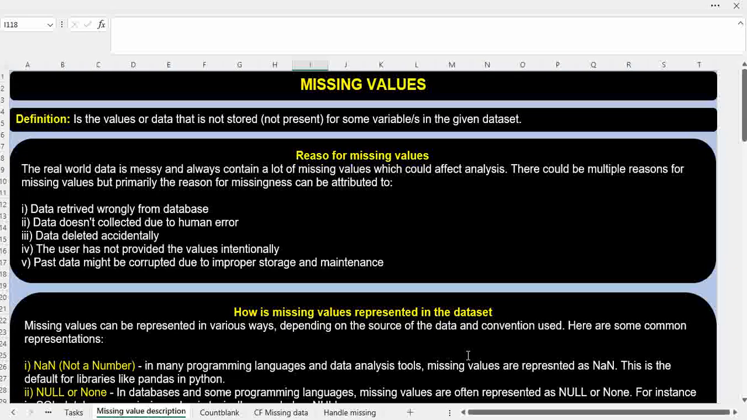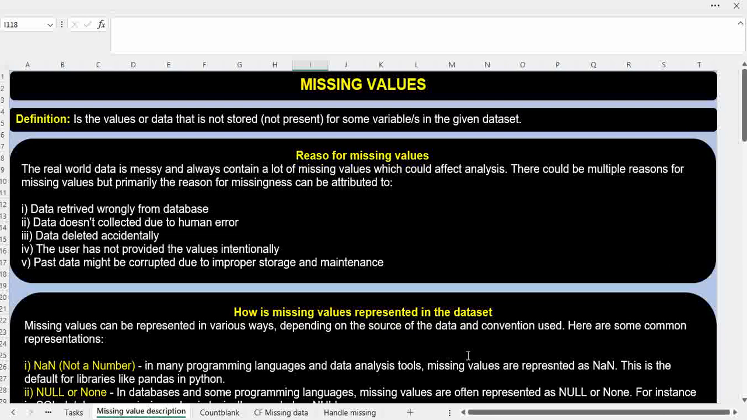If your data is stored in some database and the person responsible for retrieving this data is not good at the retrieval or the query language, like SQL or maybe MongoDB for NoSQL databases, and in the process writes wrong code, it leads to poor retrieval, again leading to missing values in your dataset. So wrong retrieval from the database can lead to missing values.